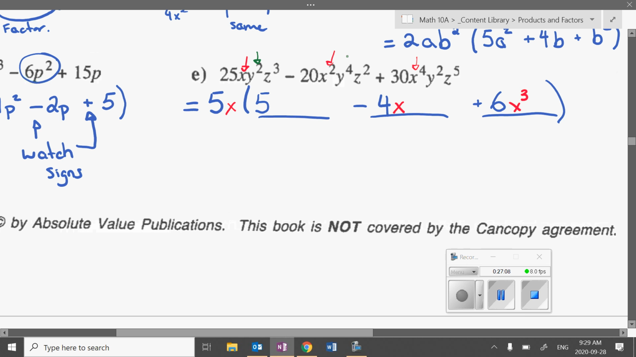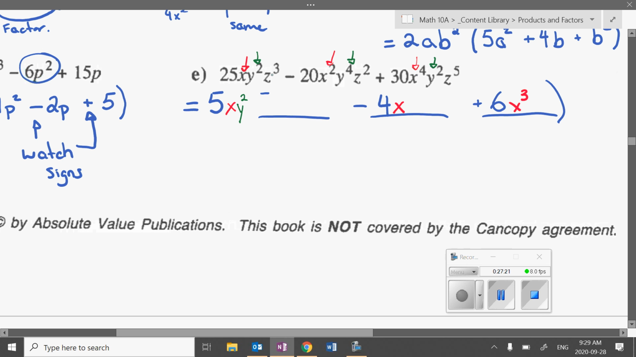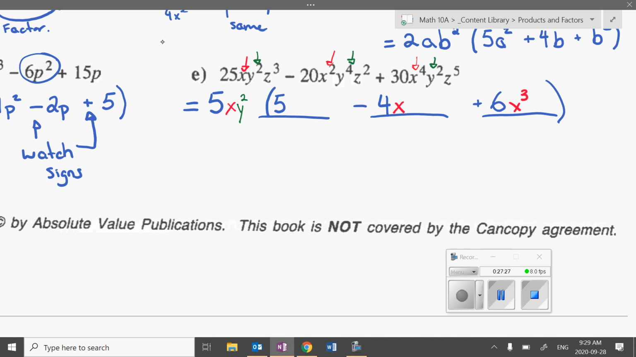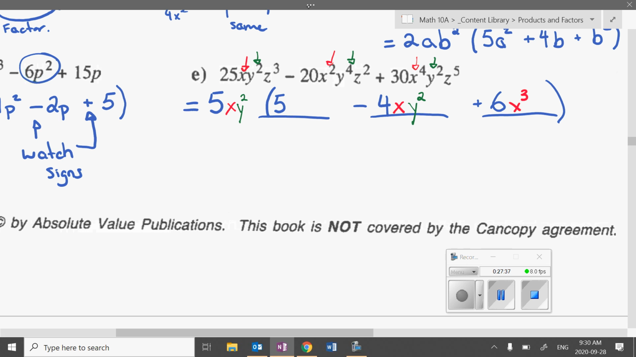I have 2 y's, 4 y's, and 2 y's. So I can take out, I did not leave myself enough space. I can factor out 2 y's. So my first term, I factored those 2 out. I'm left just with a 5. My second term, I have 4, so I'm going to still have 2 left over. My last term, I took out the 2 y's.